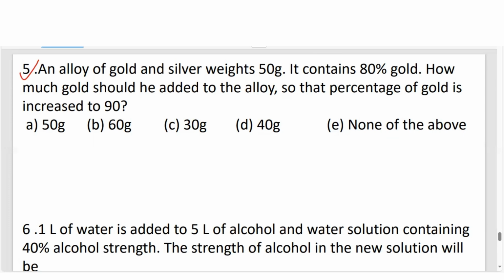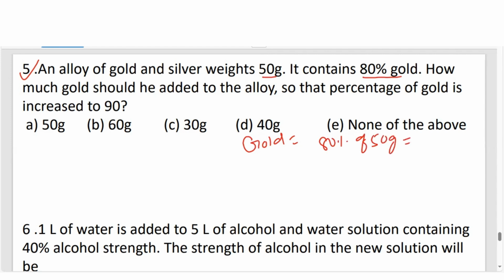For this type of question, the simple technique is this. The alloy of gold and silver is 50 gram in total. In this 50 gram alloy, 80% is gold. So first you find how much gold is in this alloy. The gold is 80% of 50 gram.